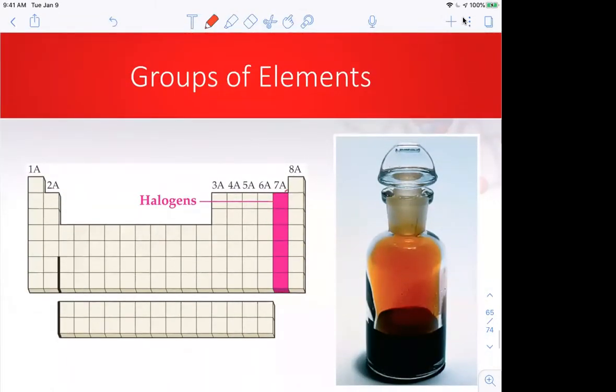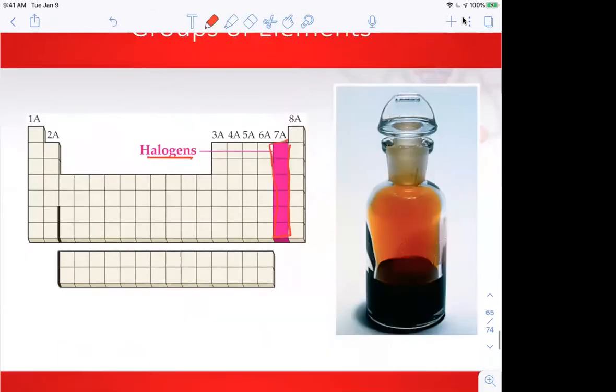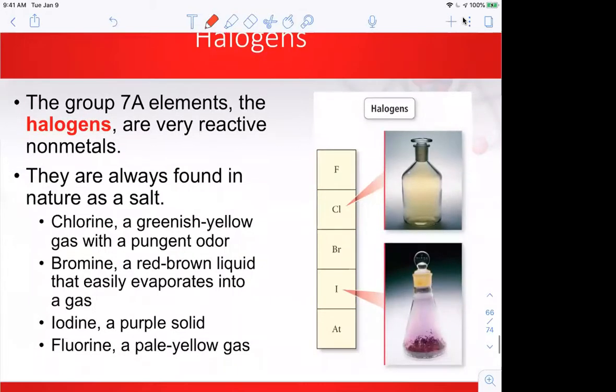Next, I go down all the way to the right and I look at group 7A. These are called the halogens. These are very reactive nonmetals. Fluorine, chlorine, bromine, iodine, those are really commonly occurring elements in various compounds that we're going to study. They're so reactive that when they're found in nature, they're found as a salt.